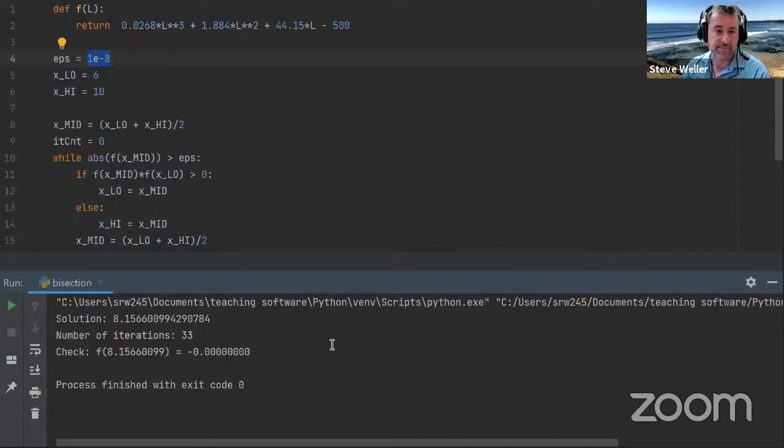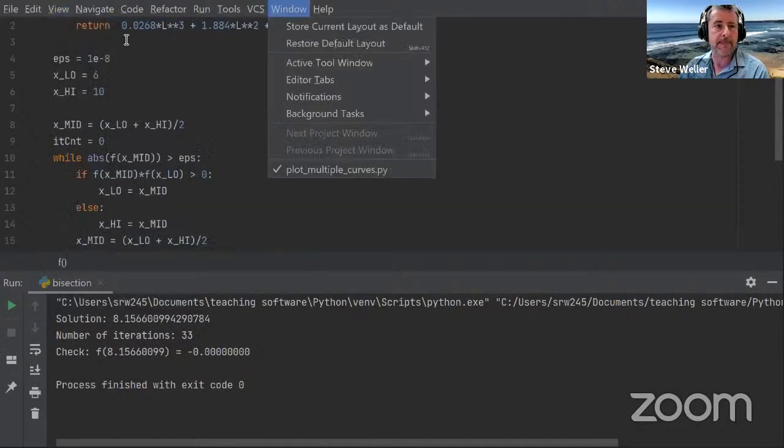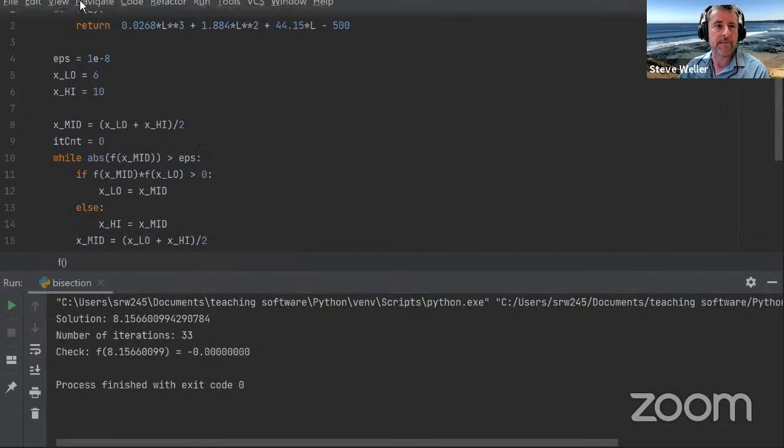That's our first use of, in this case, the bisection method. Let me just break out of here.